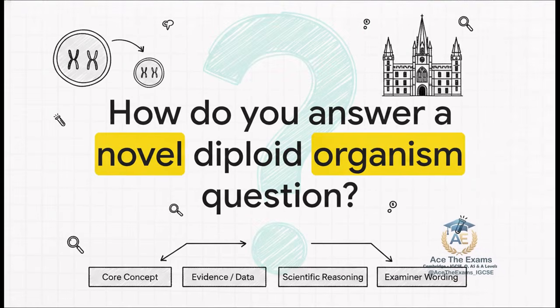All right, time for a quick interactive challenge. Imagine a Cambridge-style scenario that's testing a novel, never-before-seen diploid organism's cell cycle. How would you actually structure your answer?